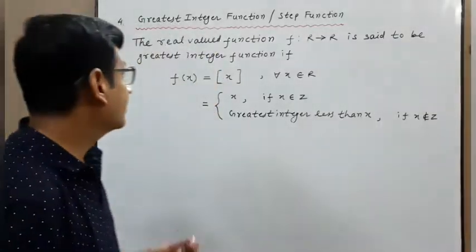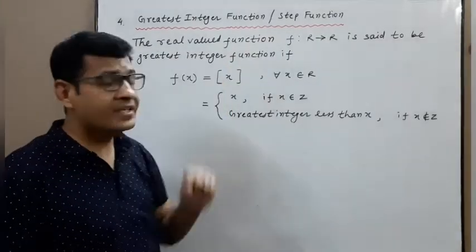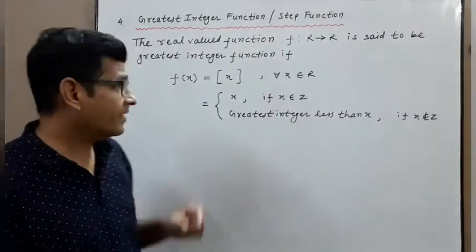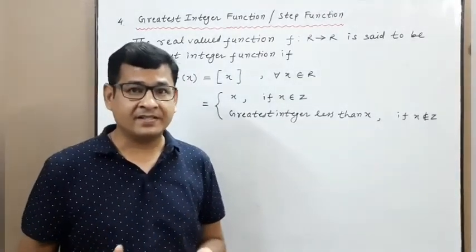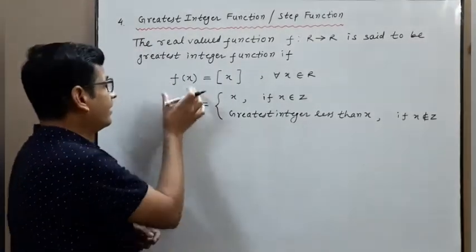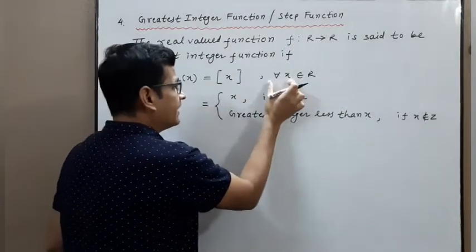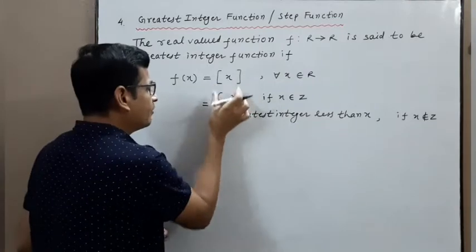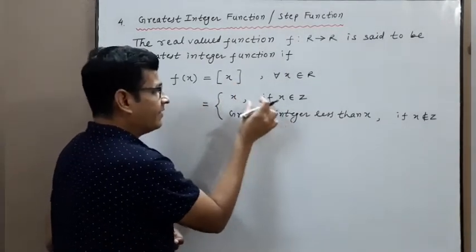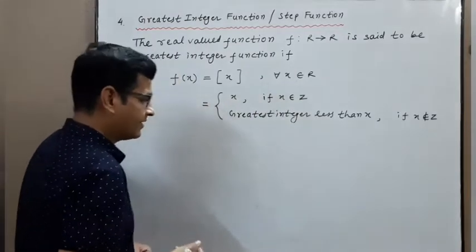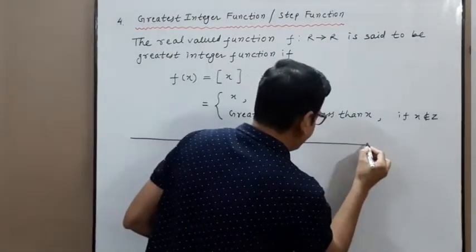Next, greatest integer function. We can also say step function. A real valued function f from R to R is said to be the greatest integer function if f(x) equal to this, the symbol of the greatest integer, for every x belonging to R, and the meaning of this: greatest integer x equal to x if x belongs to the integers. Just draw the number line.